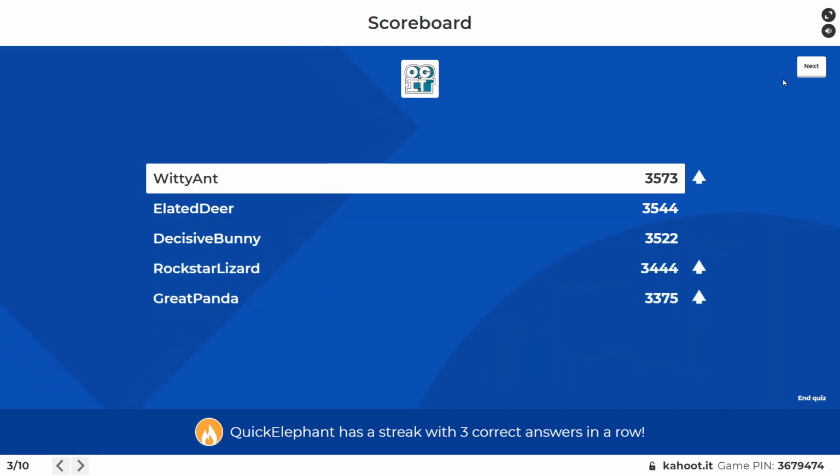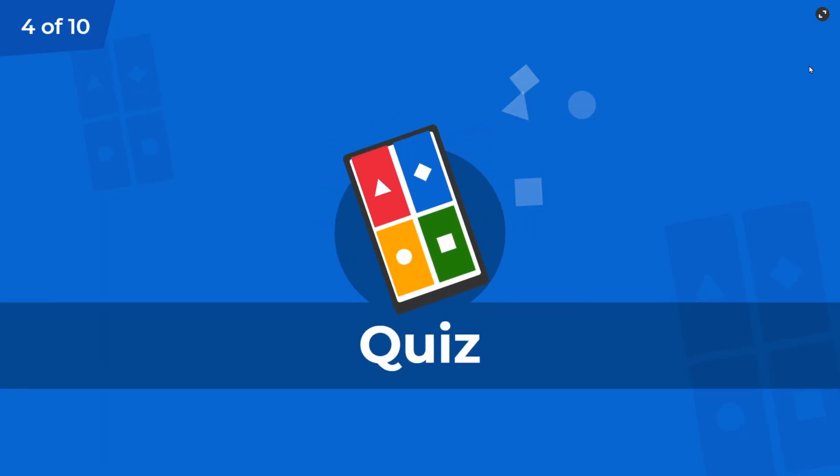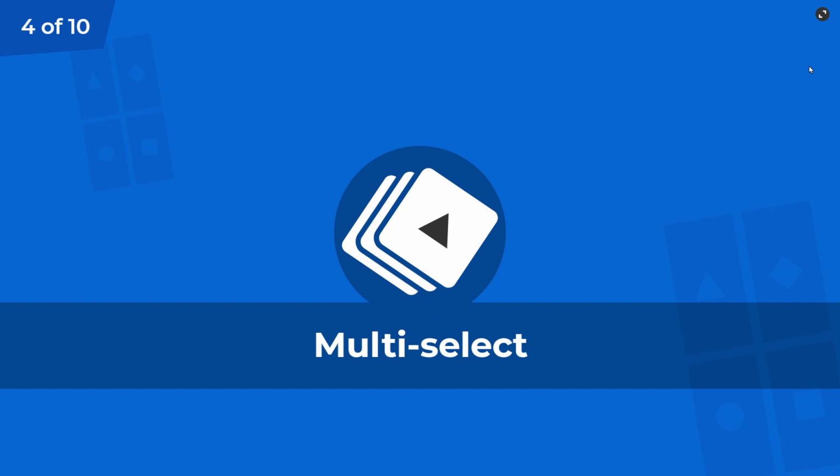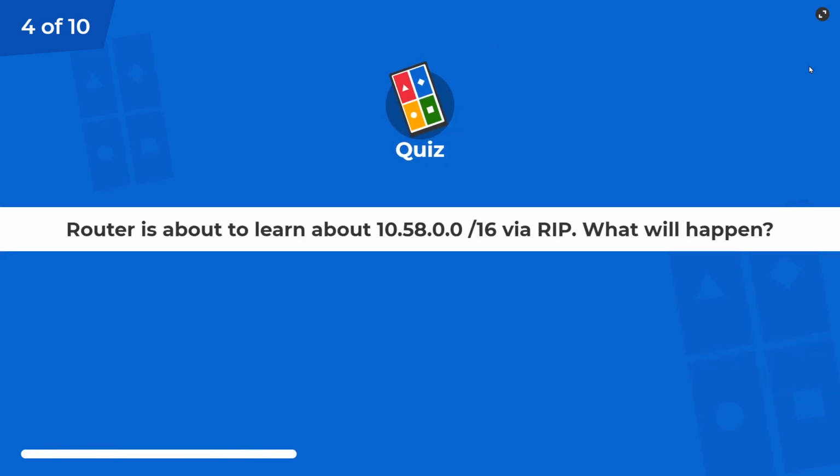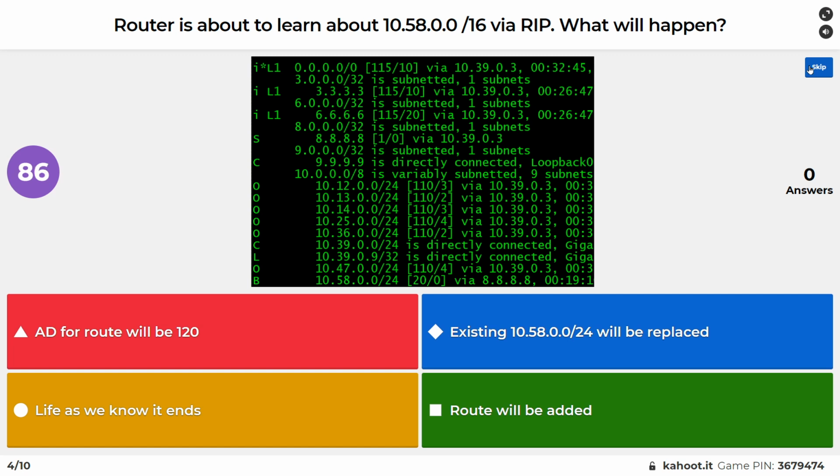All right, 3,573 points. Oh my gosh, here we go. Question 4 of 10, multiple select, or so it says. The router is about to learn about 10.58/16 via RIP. What's going to happen?